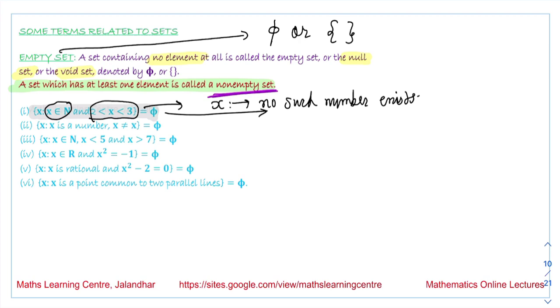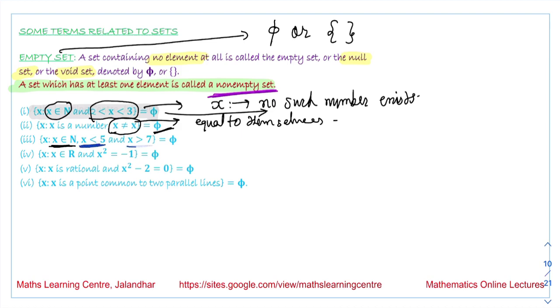Next is x. X is a number and x is not equal to x. This is not possible. All the numbers are equal to themselves. So we are saying this set is also an empty set, that there is no element in this set which satisfies this property.